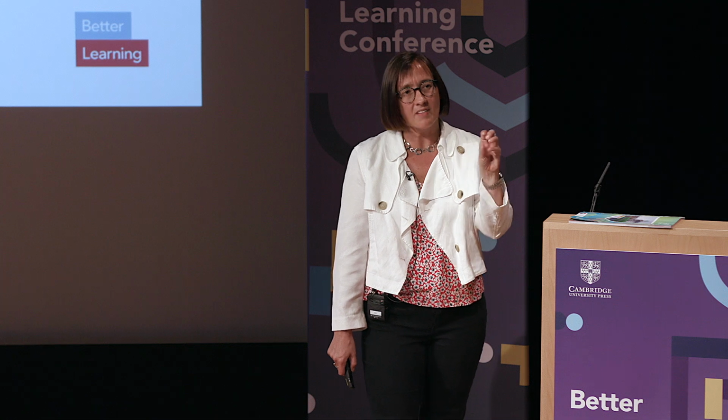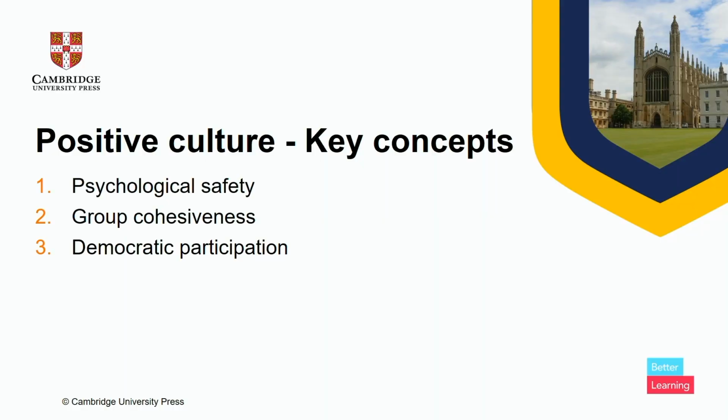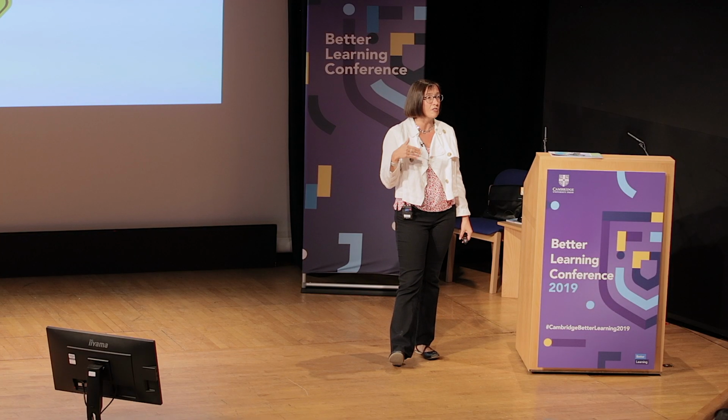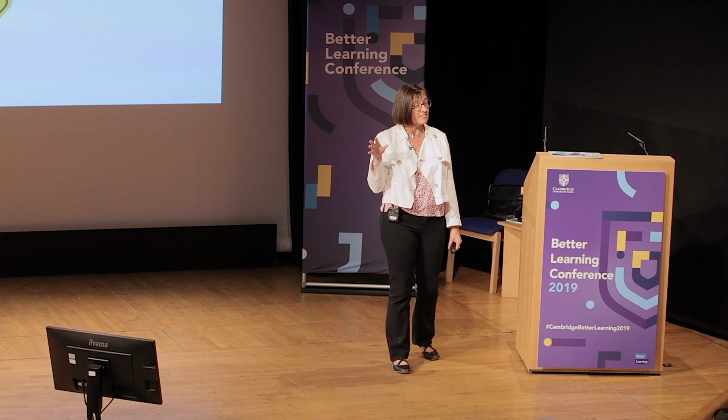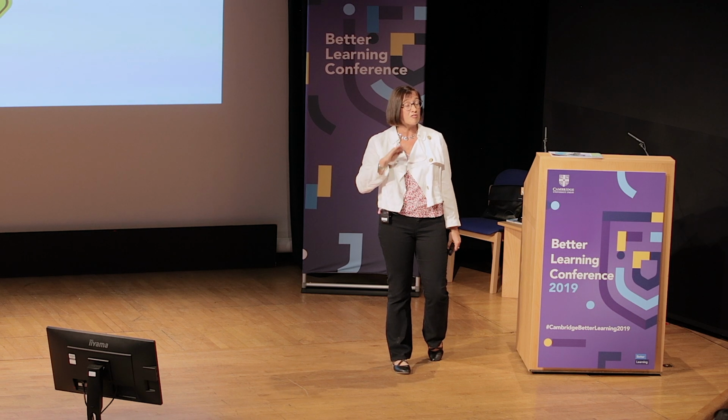So 3 key concepts that I've drawn out of, again, a selection, but I chose these 3 for today: psychological safety, group cohesiveness, and democratic participation. So psychological safety is a fabulous construct that has been researched increasingly by Amy Edmondson. She wrote the first paper on this in 1999, and she's been building up a huge body of research on this, which is very compelling. This year, she's brought out a book on it called The Fearless Organization. And if you're interested in the notion of psychological safety, also on an institutional as well as a classroom level, I strongly suggest you read it.